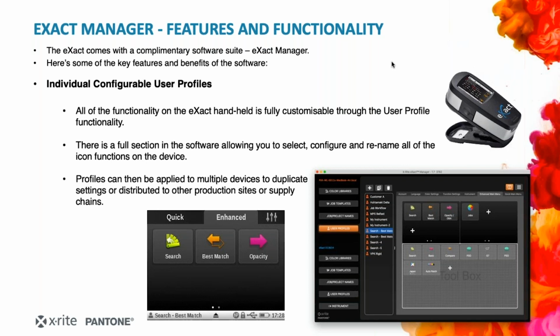Finally, we can circulate a user profile in a file format in the same way we would circulate a color library. So we have a number of packaging converters using this functionality where each local site simply downloads the same user profile from a SharePoint, internally or externally, drags and drops it onto each of their devices, meaning that every device is configured with the same user configuration. Therefore, you can keep your operating procedures consistent site to site.